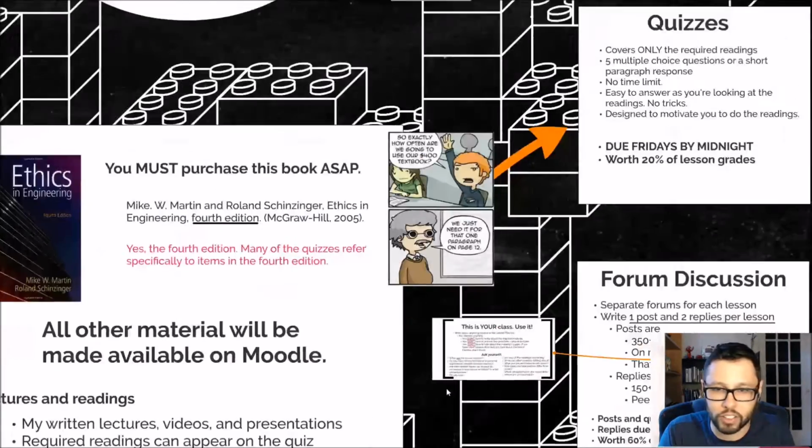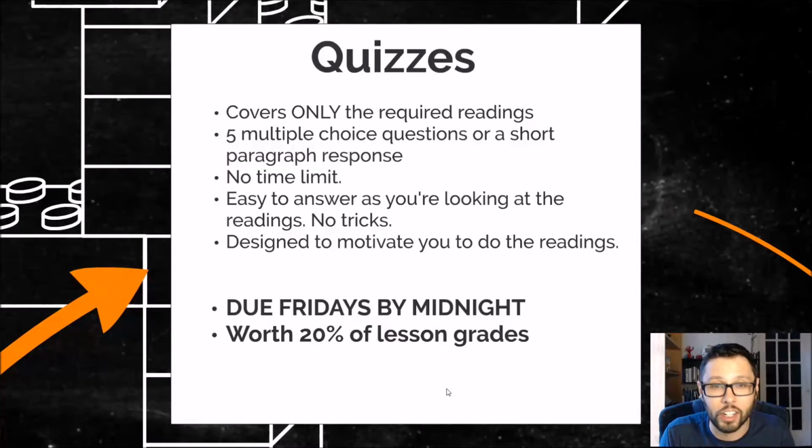All right, so let's go over this in detail. So the quizzes, you have a quiz every week over only the required readings. Quizzes are usually very short, 5-question multiple choice. Sometimes they will involve short paragraph responses. I'll give you a case and you have to give a response to the case. It's about a paragraph, 200 words or so.